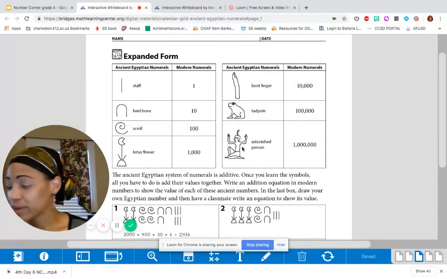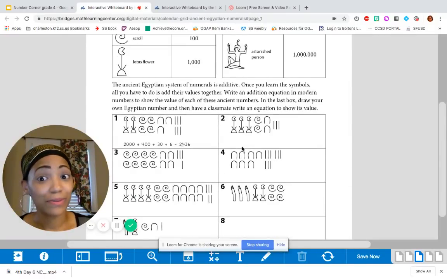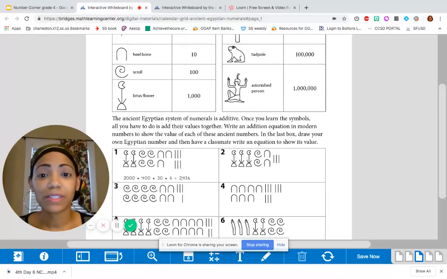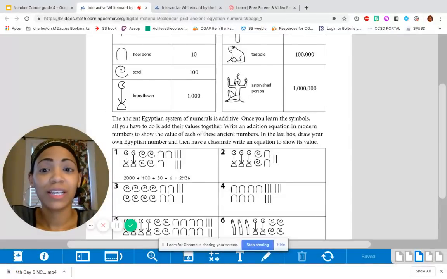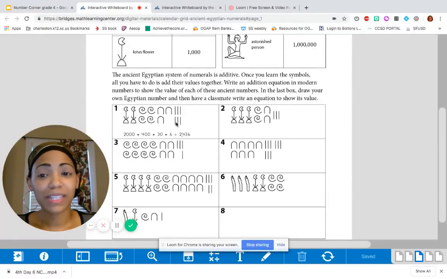Okay, so we're going to work through this page. We're going to do a couple of them together, and then you're going to work on them on your own. So, it says the ancient Egyptian system of numerals is additive, which means, what do you think we're doing? Yeah, we're adding. Once you learn the symbols, all you have to do is add their values together.